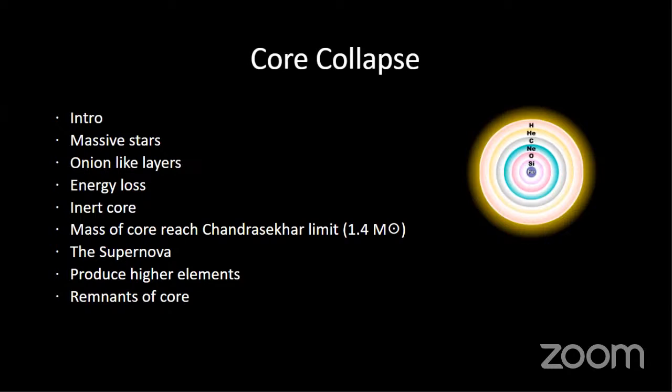The fusion continues until nickel 56 is produced, which decays radioactively into cobalt 56 and then iron 56 over the course of only a few months. As iron and nickel have the highest binding energy per nucleon, energy cannot be produced at the core by fusion, and the nickel-iron core grows. This core is under huge gravitational pressure.